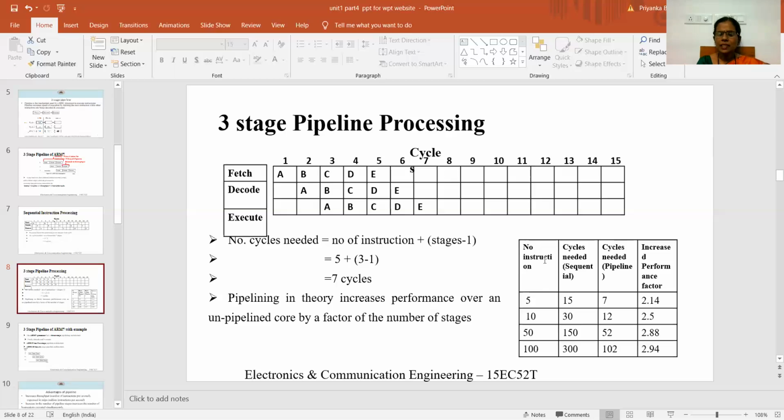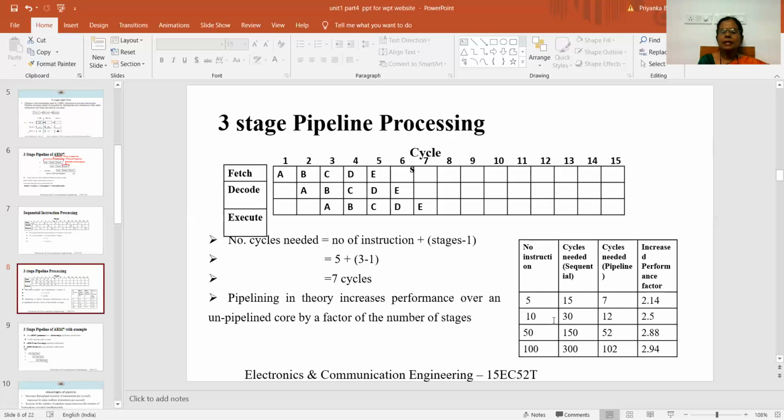So here you can check the table. In this table I have given, for 5 instructions, the clock cycles required in sequential is 15 and the clock cycles needed in pipeline is 7. Use the formula number of instructions plus stages minus 1, we get 7. And by how much factor is the performance increased? 15 divided by 7, you do it, so we get 2.14.